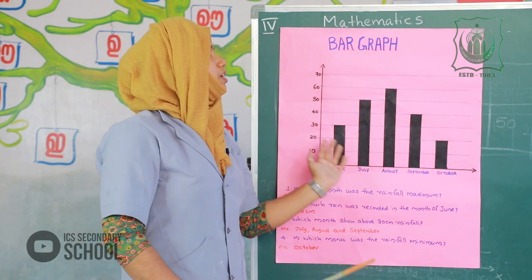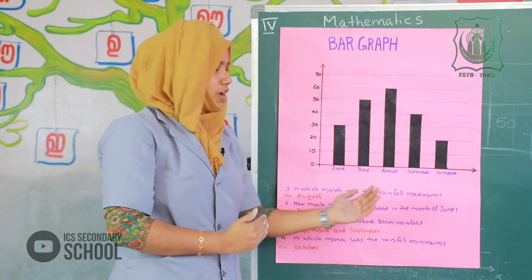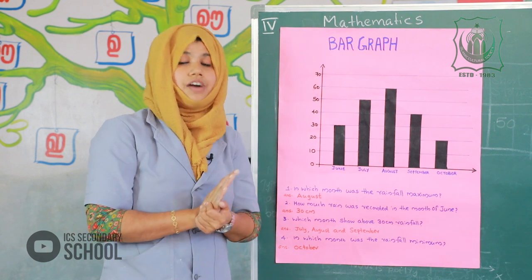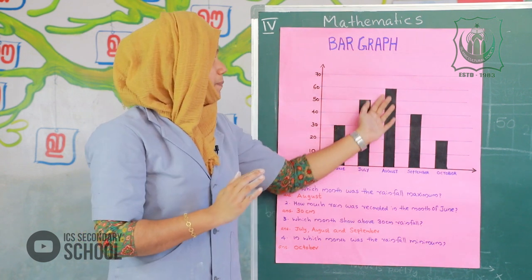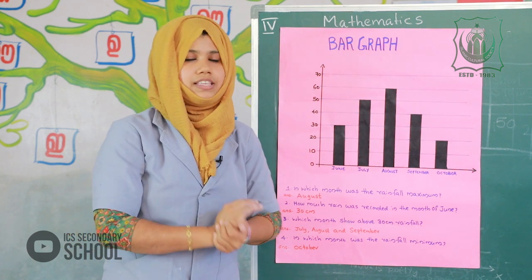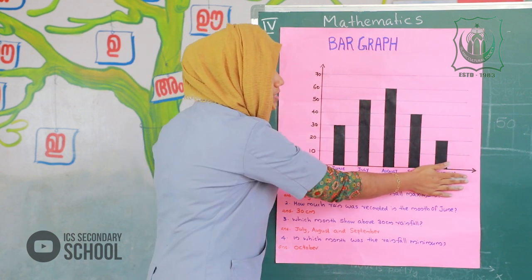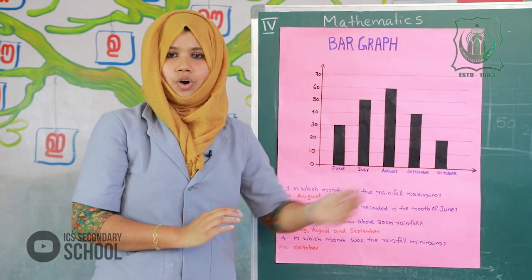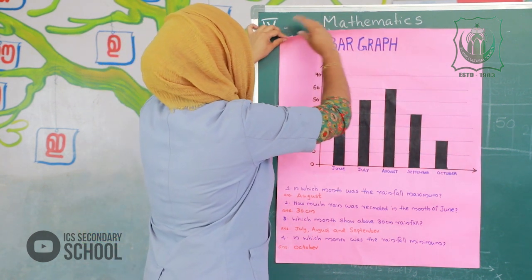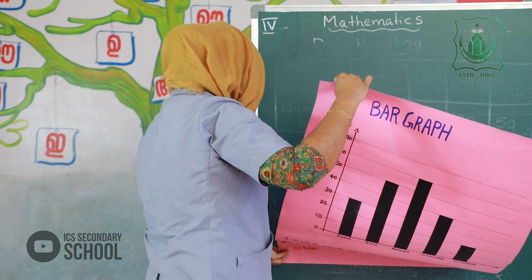Okay, this is about a bar graph. Sometimes you are given a bar graph, and based on that bar graph you have to find out the answers. Is it clear? So a bar graph is the representation of data by using rectangular bars, and it consists of an x axis and a y axis, that means horizontal and vertical. So this is about bar graphs.